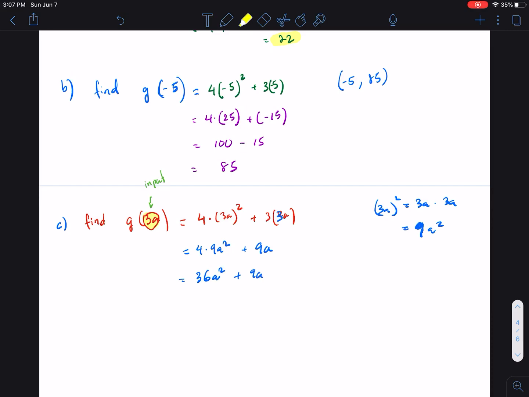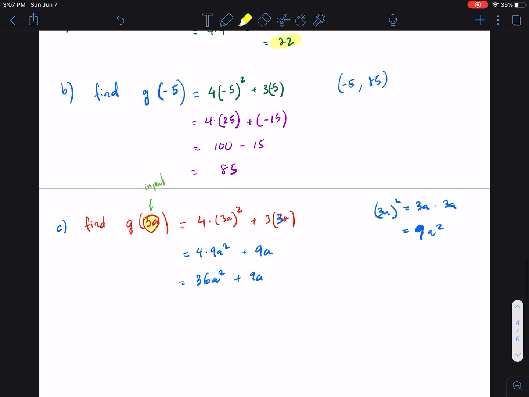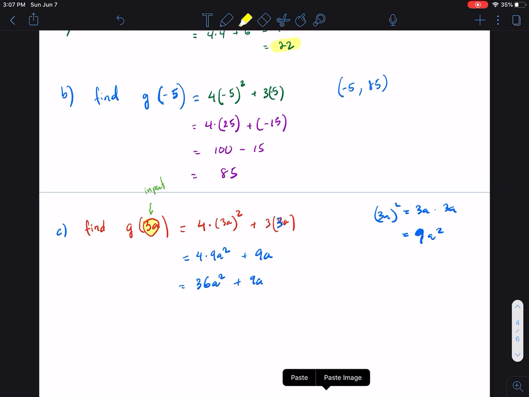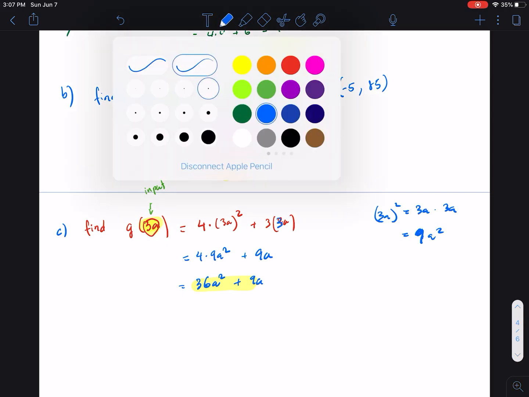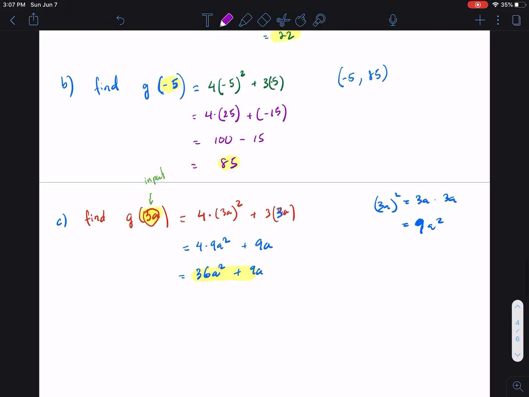You probably wonder, well, this is not an actual number. Well, it shouldn't be, because if our input is a concrete number, or an actual whole number, then our output is going to be a whole number. If our input is a number with a variable, we expect that our final answer is going to be an expression. So that's how you do that. Let's move on to the next example.